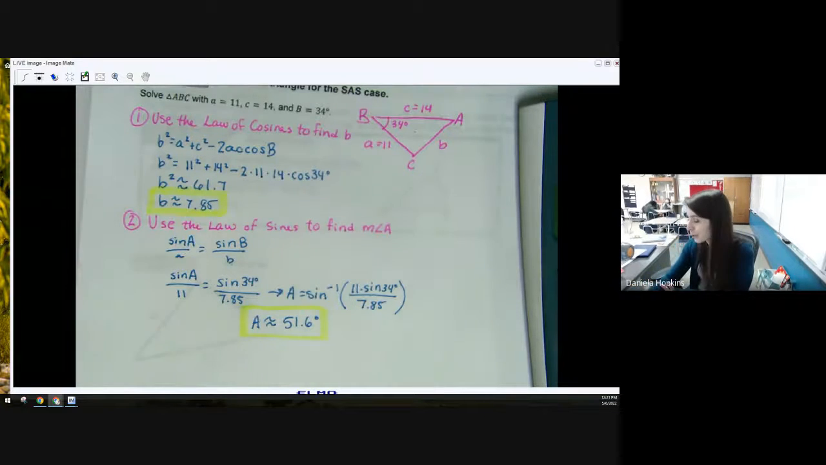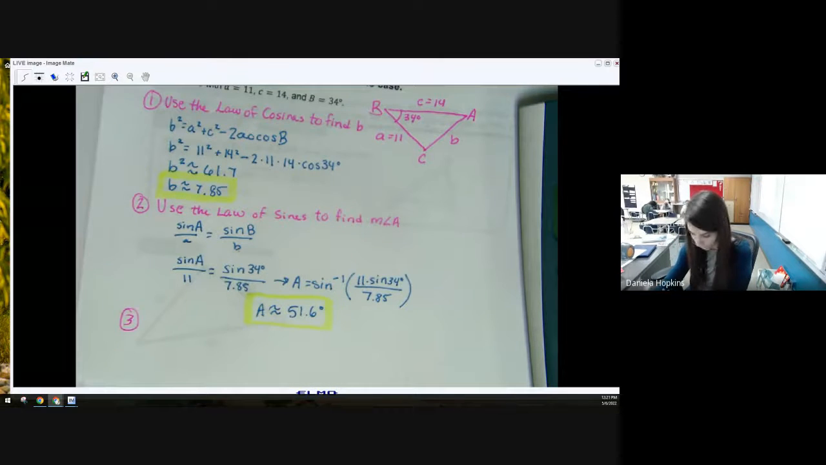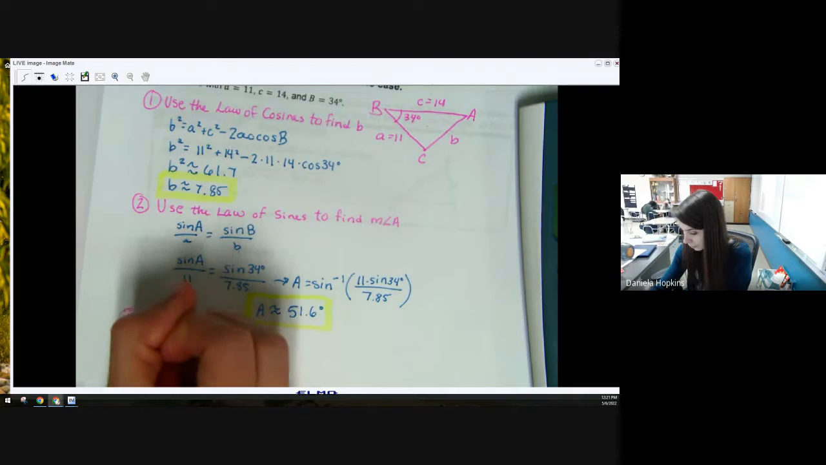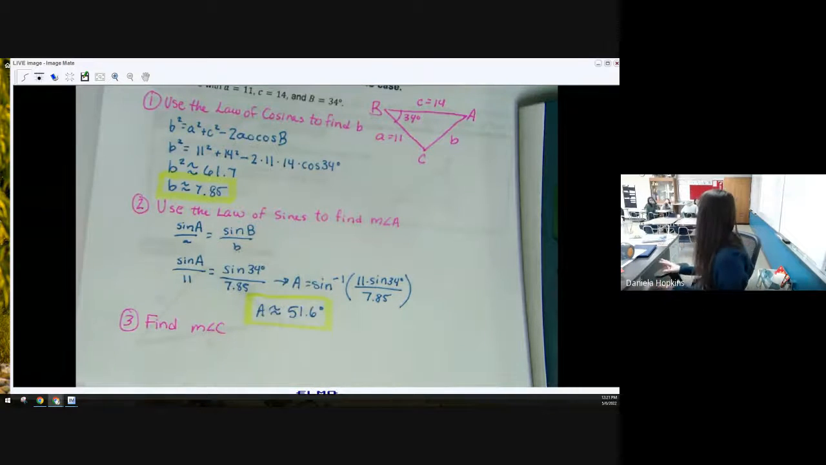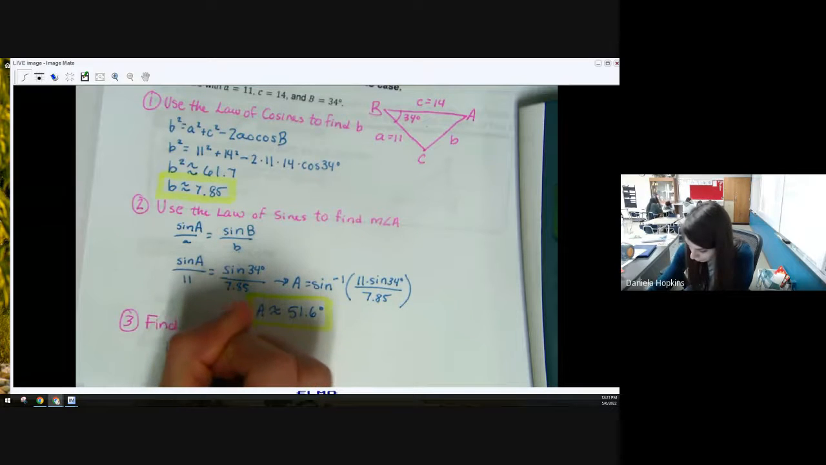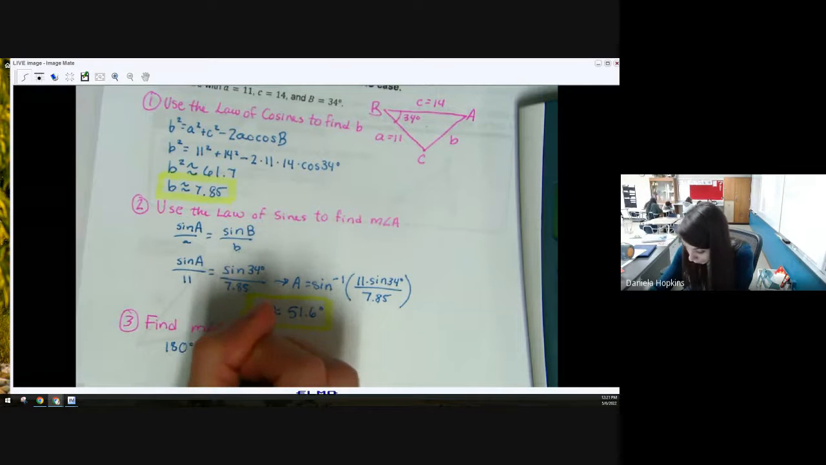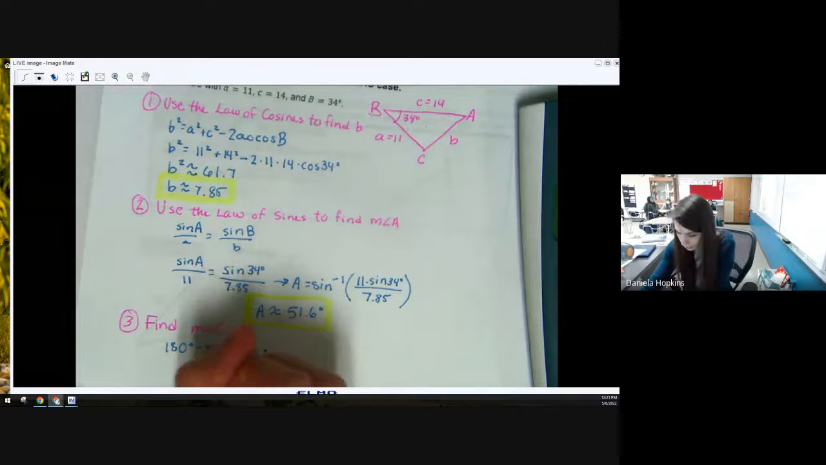So then you're going to get frustrated, because your next step, how should I find my third side? Yeah, I'm sorry, third angle. Yeah, do the 180. You could do law of sines again, but why? So just do 180. So you do 180 minus 34 minus, and then we're going to do the 51.6, but you can see if you did 51.1, you have a different answer. But you should get that C is approximately 94.4 degrees.